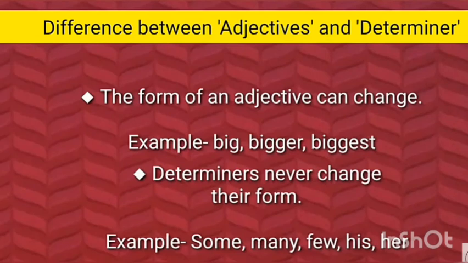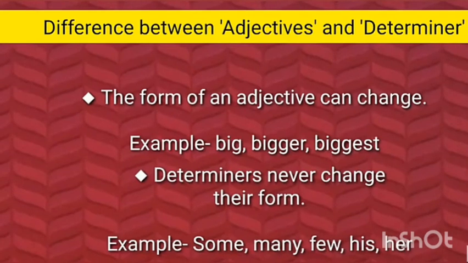Next difference is that the form of an adjective can change. For example, big, bigger, biggest. Whereas determiners never change their form. Example, some, many, few, his, her.